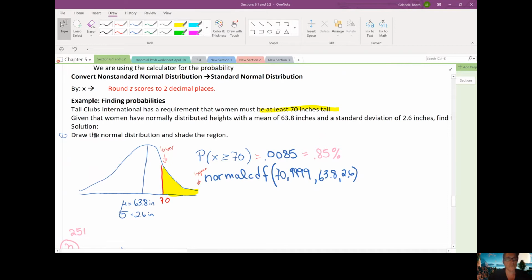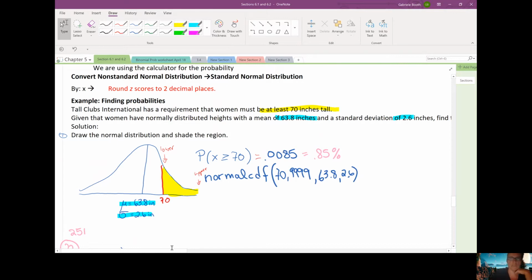Okay, you draw a bell-shaped curve. Then you label all your information. You can see that the mean is 63.8 inches and the standard deviation of 2.6. The mean is smack in the middle of your bell-shaped curve. Right underneath, I usually write the standard deviation.